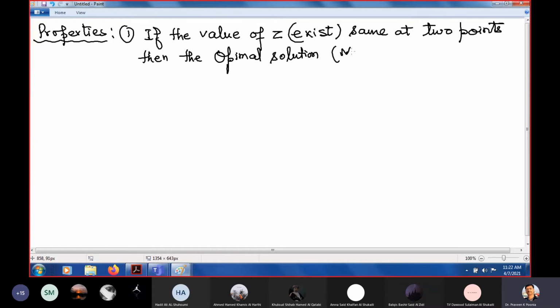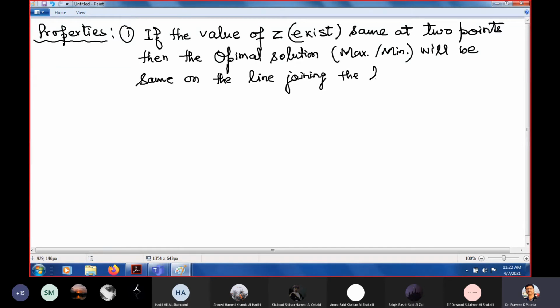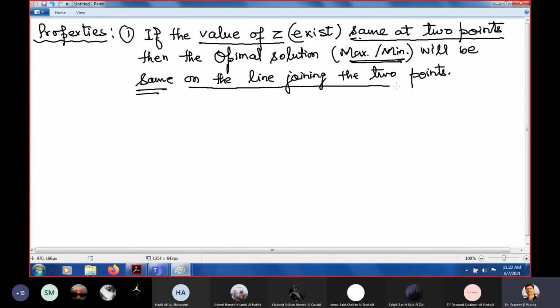Optimal solution means maximum or minimum will be the same on the line joining the 2 points. What does it mean? The meaning of this property is, if the value of Z is the same at 2 points, then the maximum value or minimum value will be the same on the line joining the 2 points.